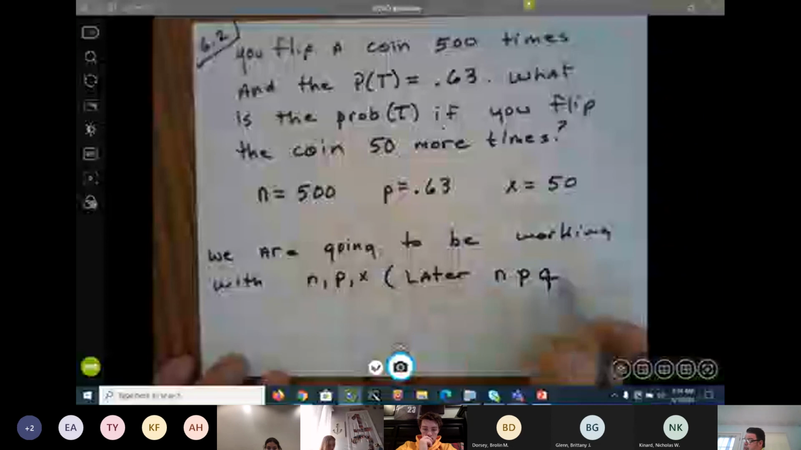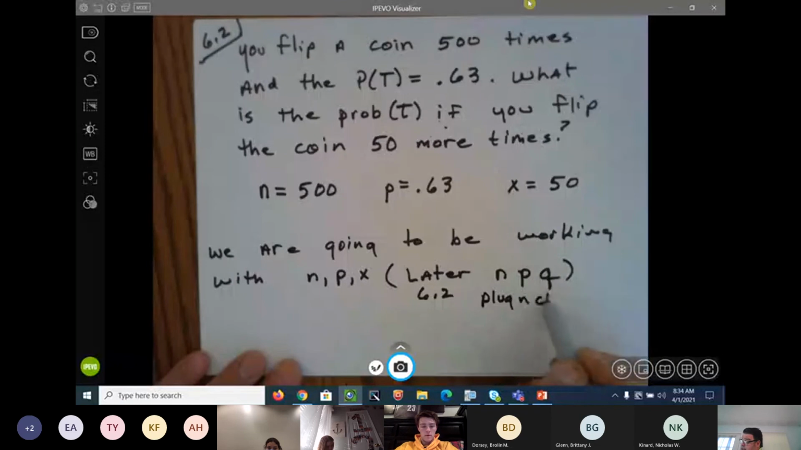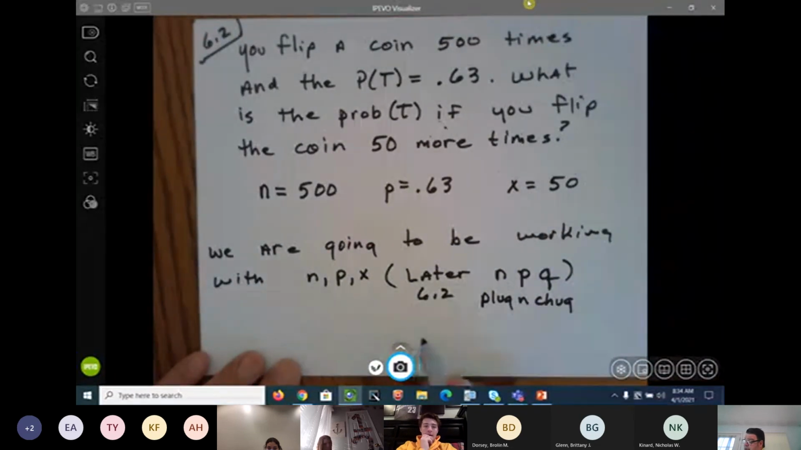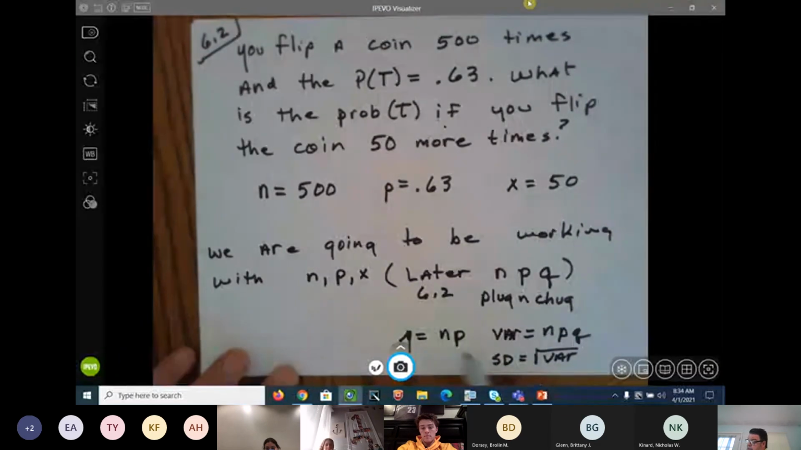So I just want to put that later in 6.2. The second part of 6.2, we're going to be dealing with NPQ, which these questions right here, just plug and chug. You're going to have a formula. The mean is equal to NP, and the variance is equal to NPQ, and then the standard deviation is equal to the square root of the variance. All right, so that's later in 6.2.